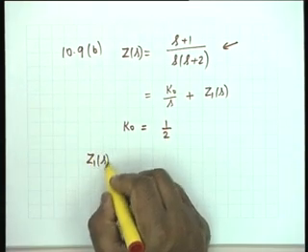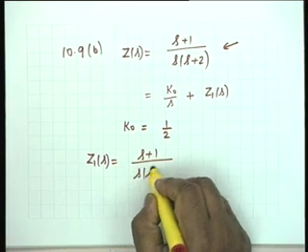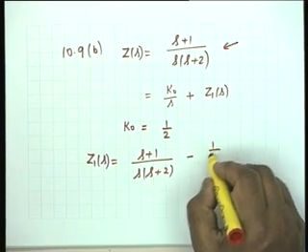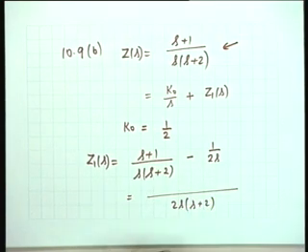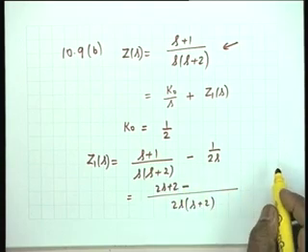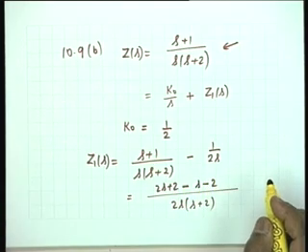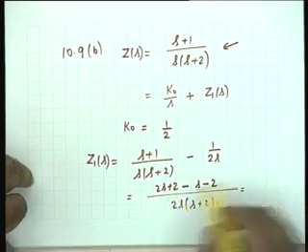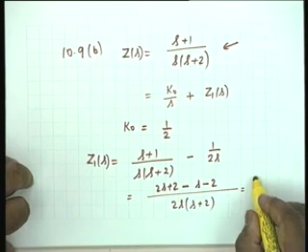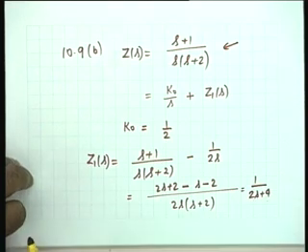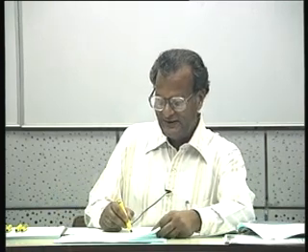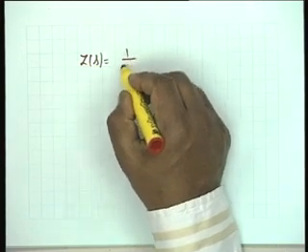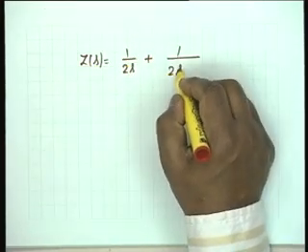Therefore, Z1 is equal to (s plus 1) by s into (s plus 2), minus 1 by 2s. Let's see what this is. 2s plus 2 minus s minus 2, over 2s into (s plus 2). So s and s cancel, this also cancels. What do we get? 1 by 2s plus 4. Is that okay? Have I made a mistake? Yes, I have. Therefore, I get Z of s as equal to 1 by 2s plus 1 over 2s plus 4.